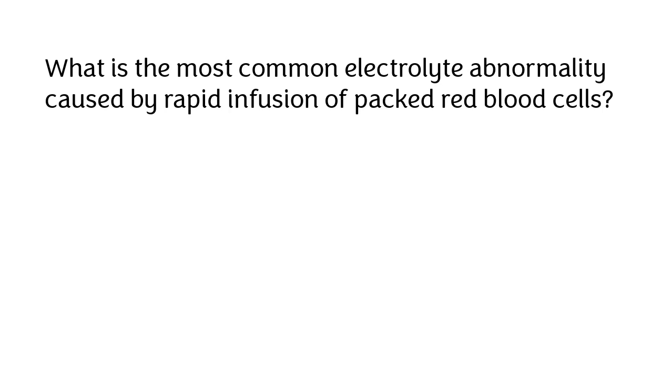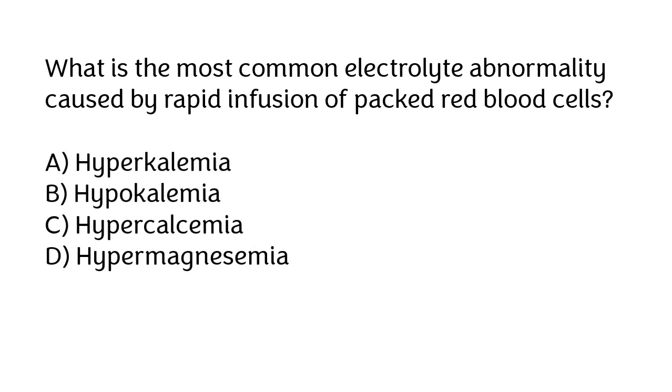What is the most common electrolyte abnormality caused by rapid infusion of packed red blood cells? Hyperkalemia, hypokalemia, hypercalcemia, hypermagnesemia. The correct answer is option A, hyperkalemia.